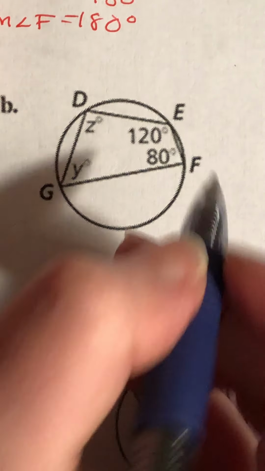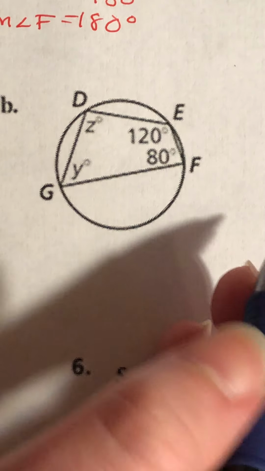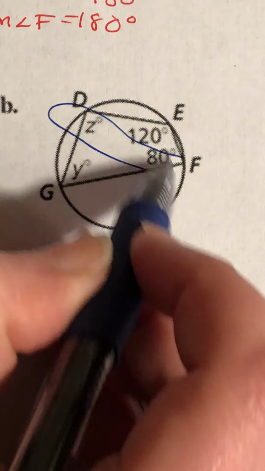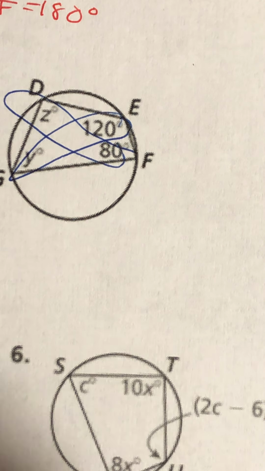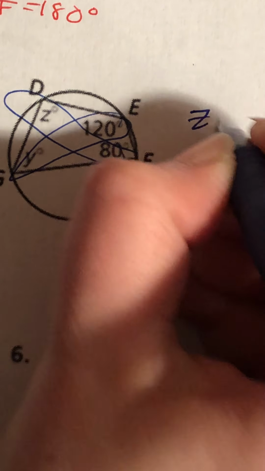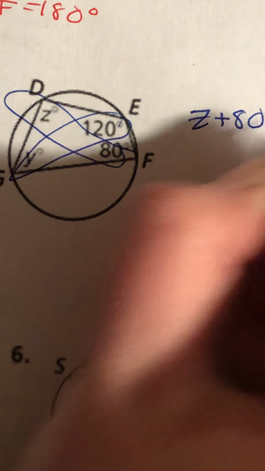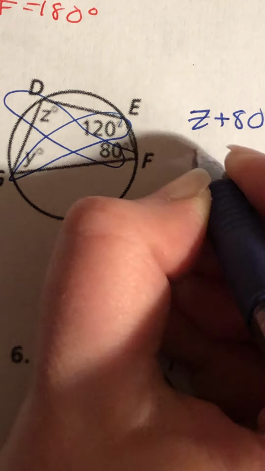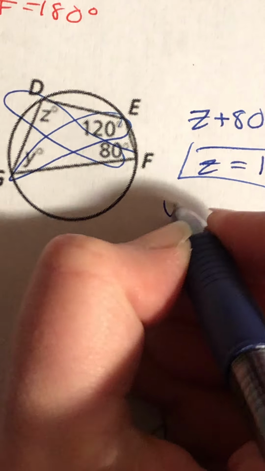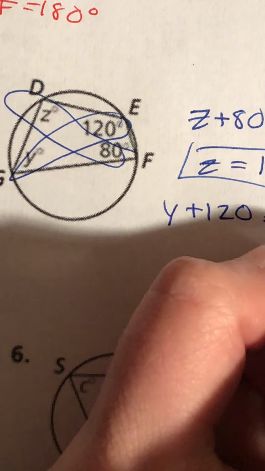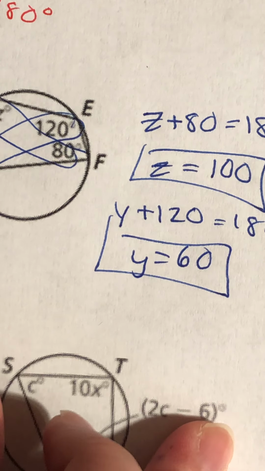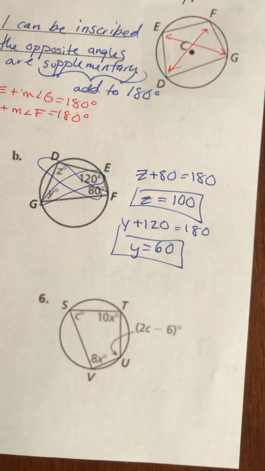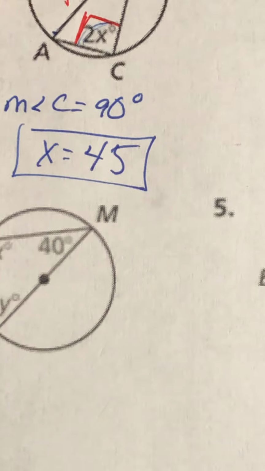All right, this next one. It's a quadrilateral and it's fitting inside, so that must mean the opposites are supplementary. So z plus 80 would be 180, so z would have to be 100. And y plus 120 would be 180, so y must be 60. You can get more complicated in those expressions, but that's the basic idea.